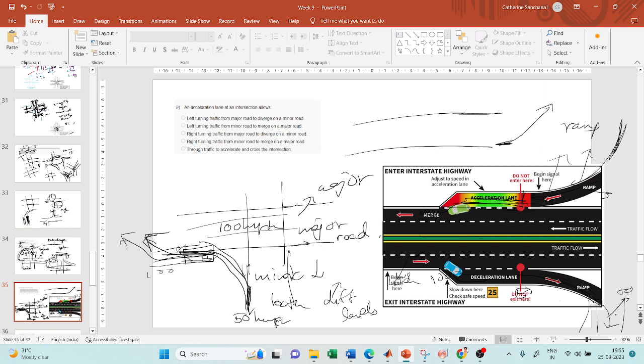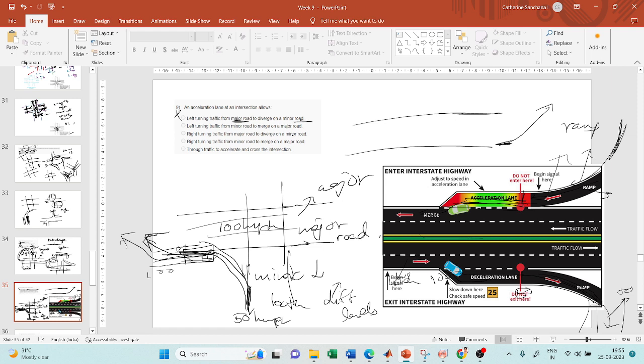So these are acceleration and deceleration lanes. What you should remember is that an acceleration lane is for vehicles to move from minor to major roadways, and a deceleration lane is for vehicles to move from major to minor roadways. Left turning traffic from major roadway to diverge on a minor roadway: it is from major to minor, so this is not the correct answer.